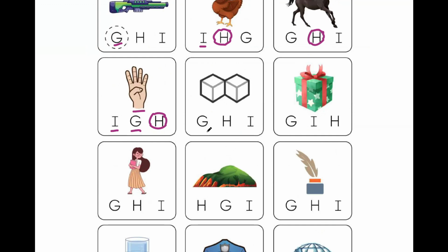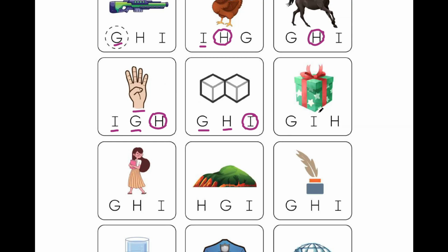Now let's move towards another picture. Here you can see the picture of an ice cube, right? And the first alphabet of the word ice is I. And the sound of the I is a, ice, a, ice. And below that you can see the letters G, H and I, where I is the right answer because I is the starting alphabet of the word ice, and the sound of the I is a, ice, a, ice.